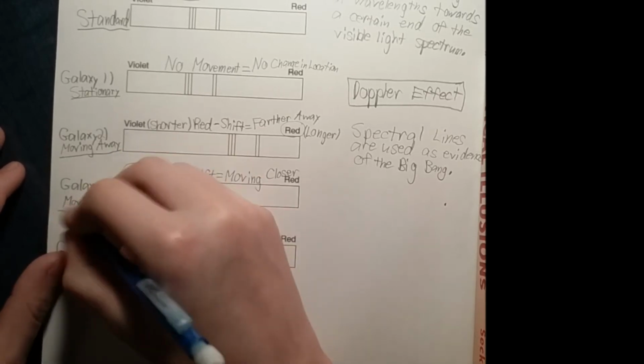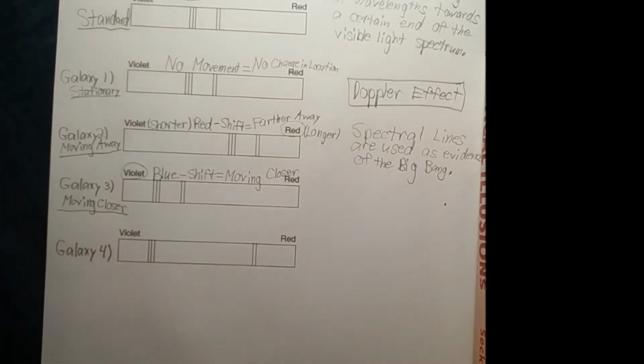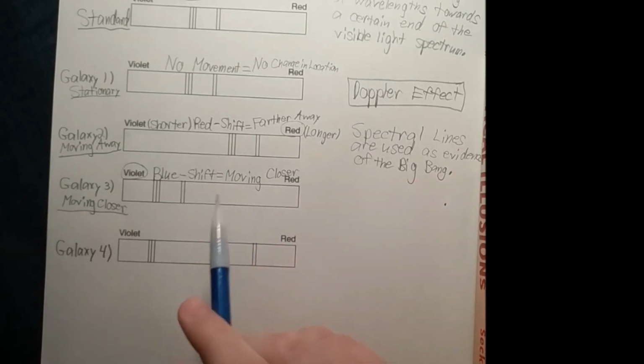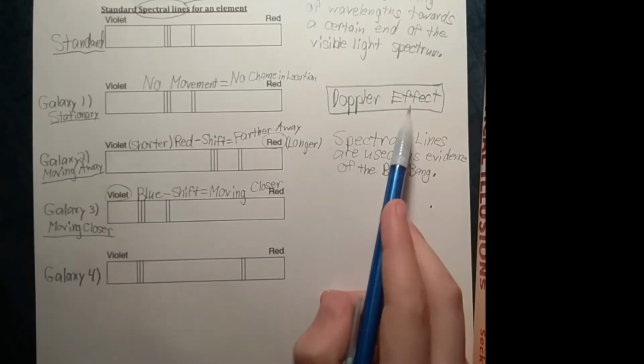Okay, so blue shift is another good term that you should definitely know for any test you're taking on this, and it means that the galaxy or the planet or whatever is moving closer to you, and that could be explained by the Doppler effect.